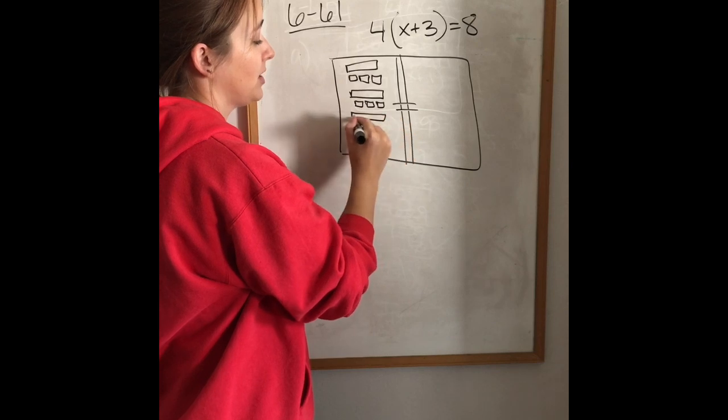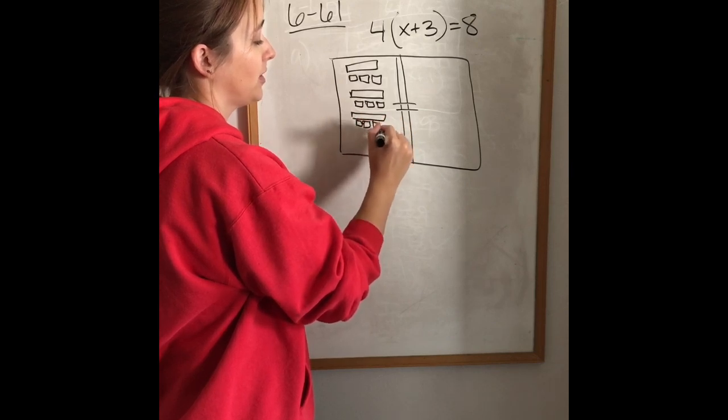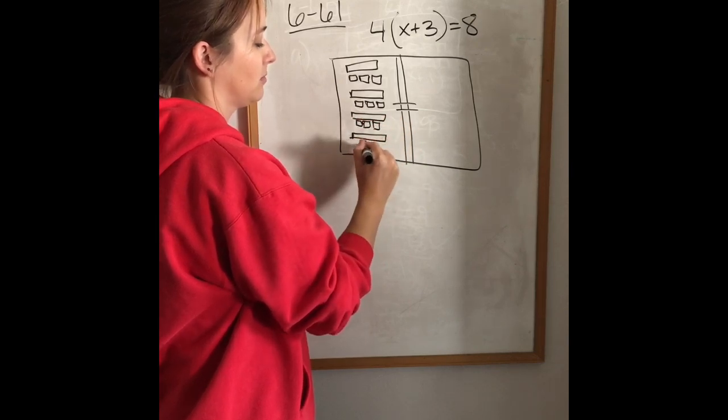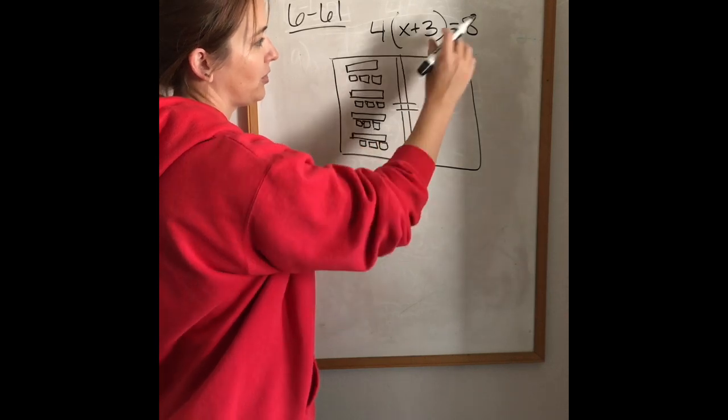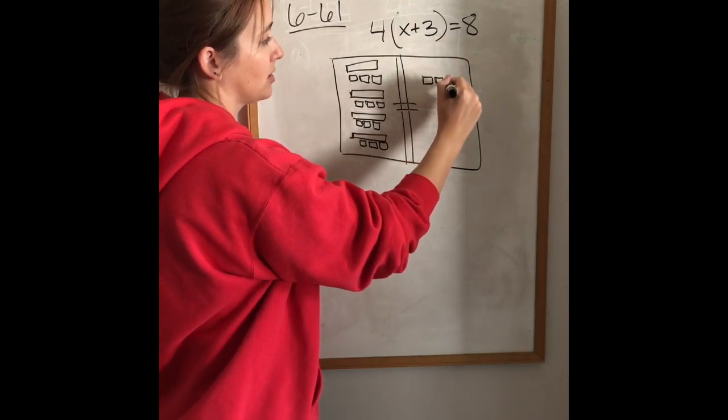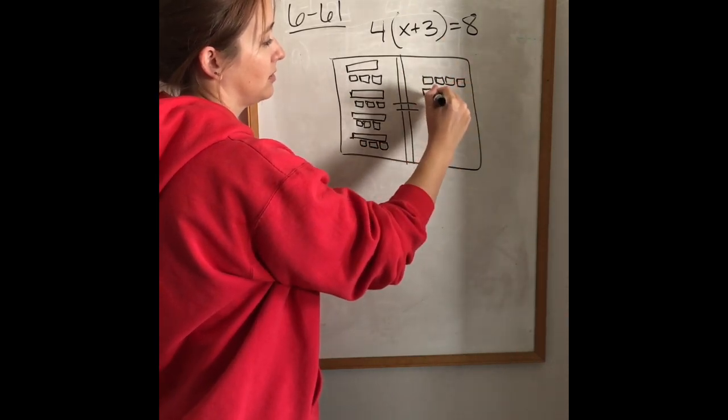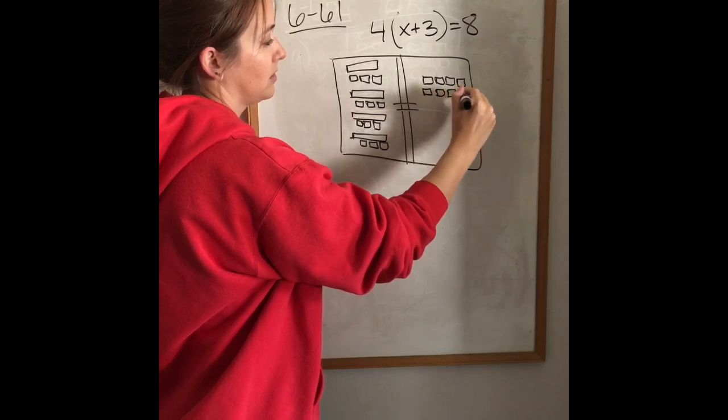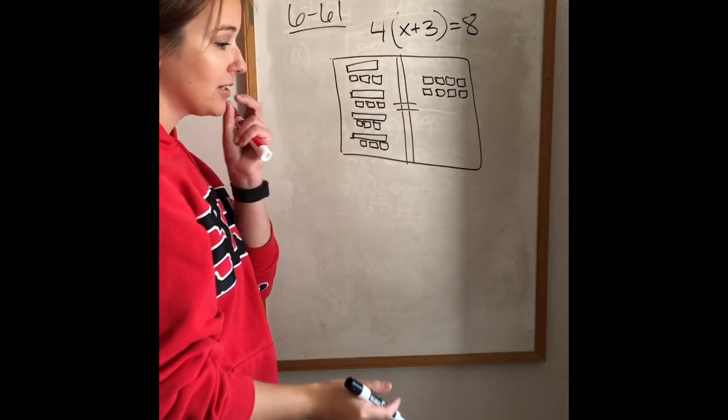Need 4 groups of these. Make sure I make room for them. And we're left with 8 units on this side. Okay, that was the first bullet point.